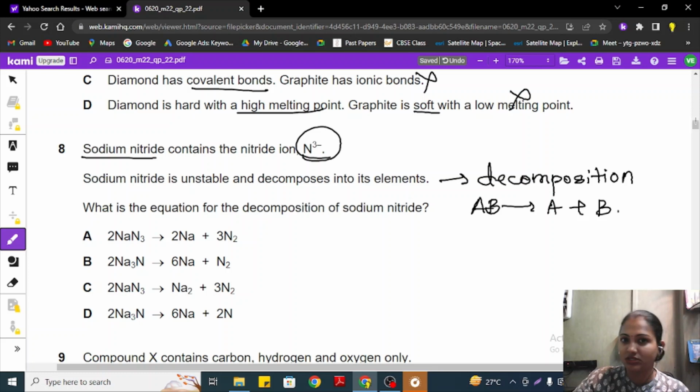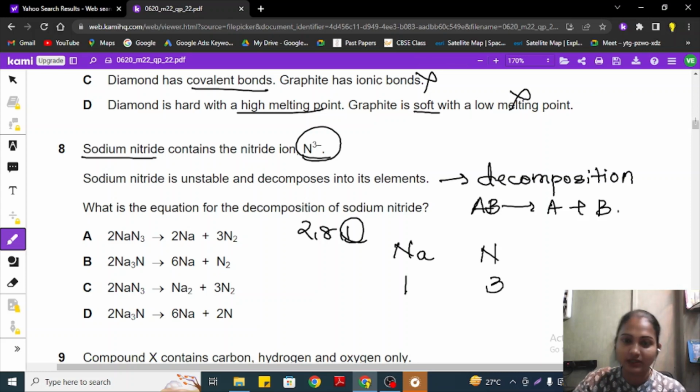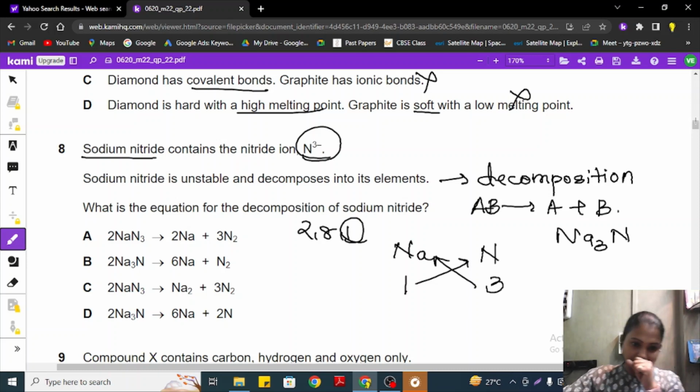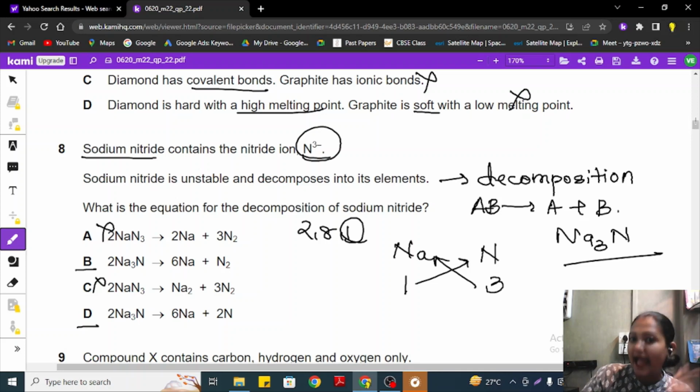For this, we first have to understand what the formula for sodium nitride will be. Here we have sodium nitride. The valency of nitride is given, it's 3. For sodium, the valency is 1 because the electronic configuration is 2, 8, 1. Crisscross, and the formula we get is Na3N. Now we have to understand which of the 4 chemical equations is correct. So the formula is this. This option we don't have, this option we don't have. So we are left with B and D.